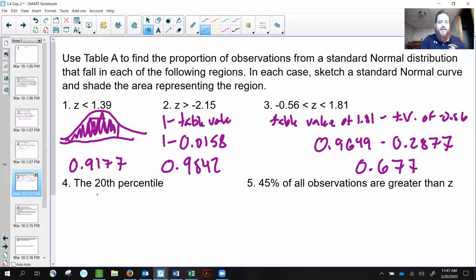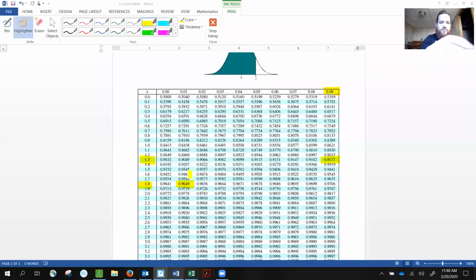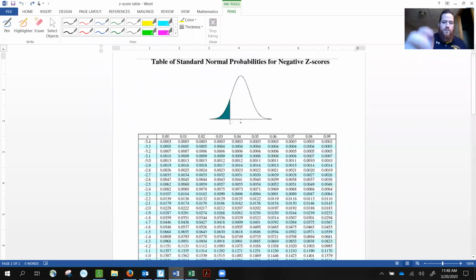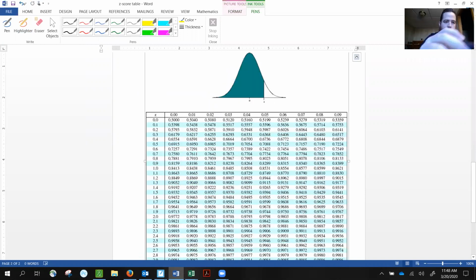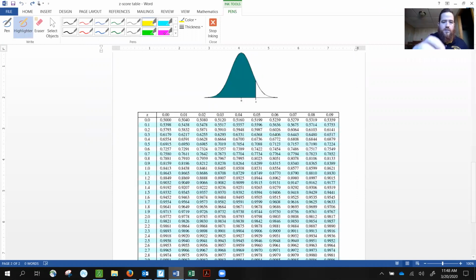Okay, 20th percentile. 20th percentile would be a table value of 0.2. So I find 0.20 on my table. Clear the ink. Positive value, so we're going to be on the positive side. 0.2. Oops. Move the whole thing, highlighter. There we go. 0.2.